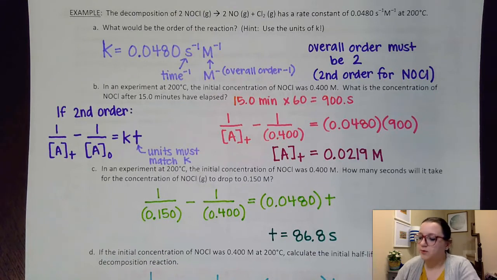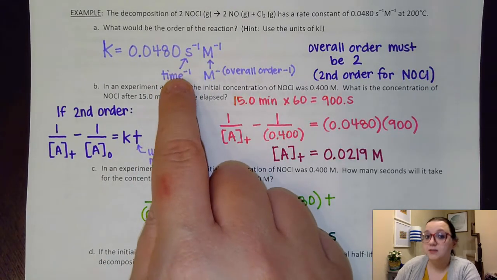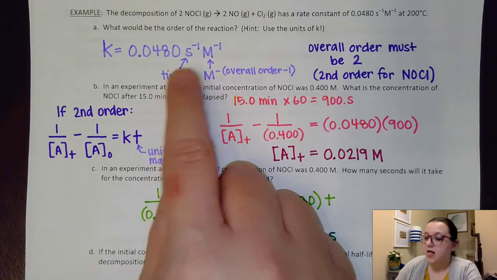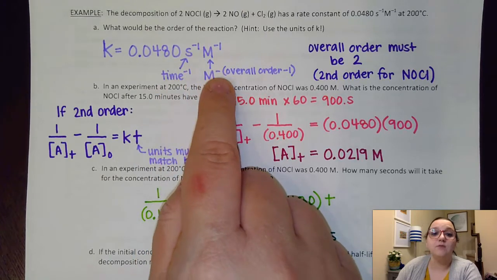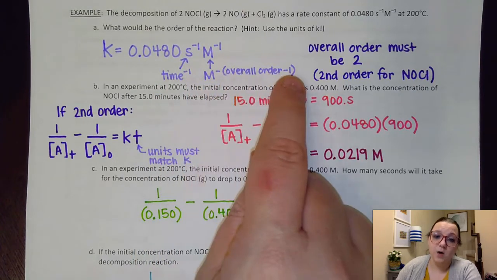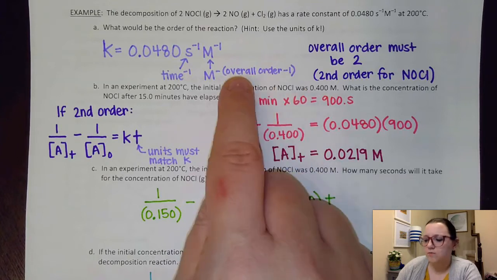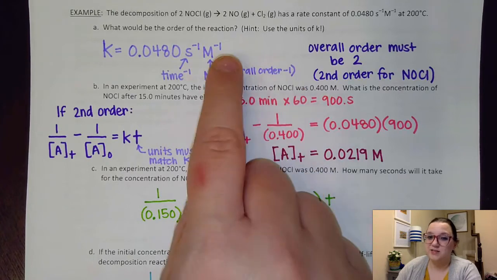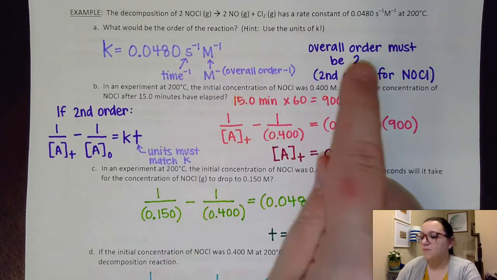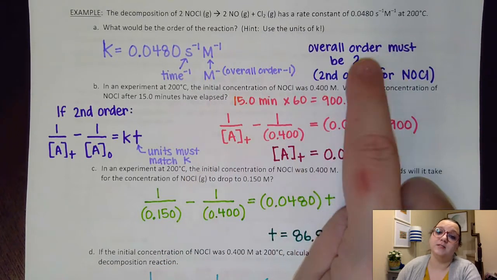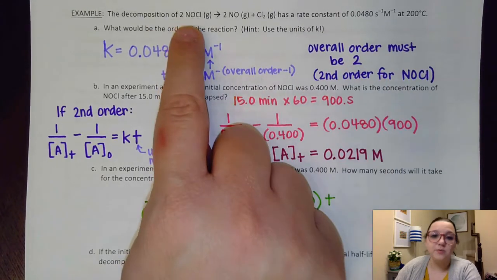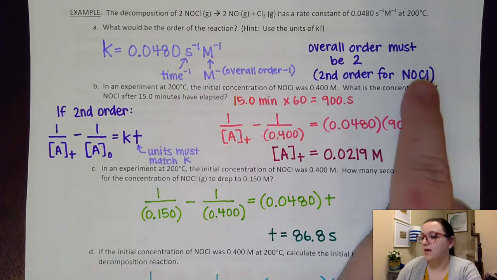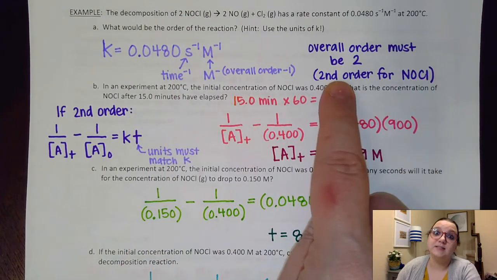If you remember, K always has the units of time to the negative first, and then molarity raised to the negative overall order minus 1. Well, if our overall order minus 1 is equal to 1 here, then that means my overall order must be 2. And since there's only one reactant, that means that NOCl must be second order.